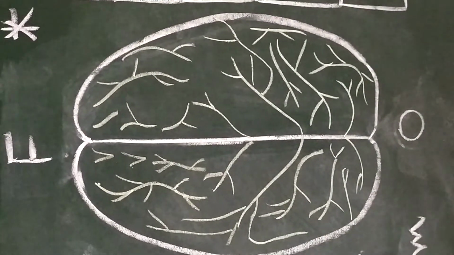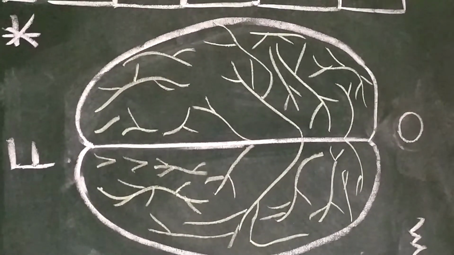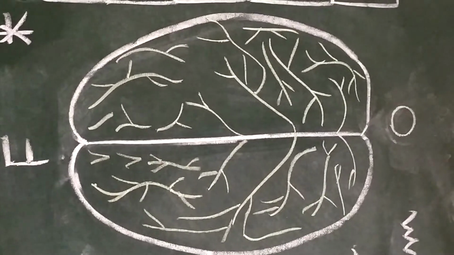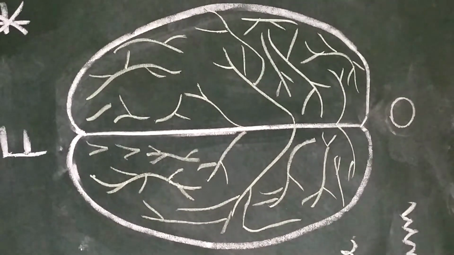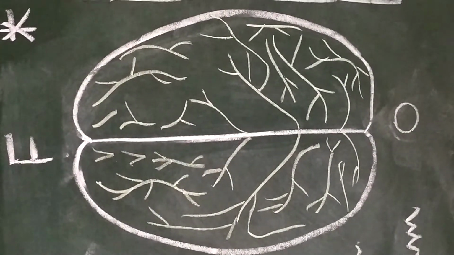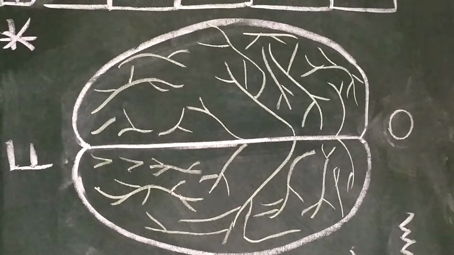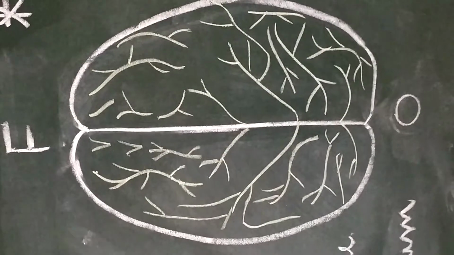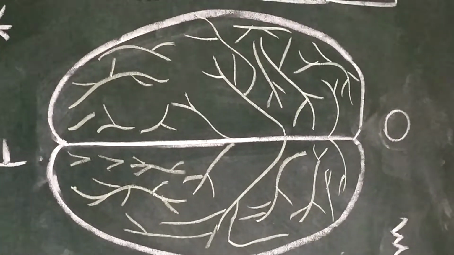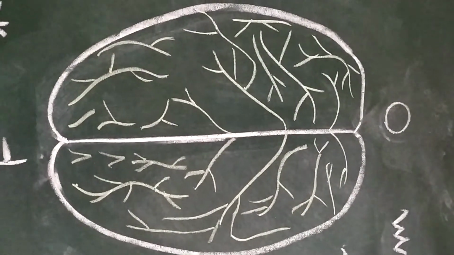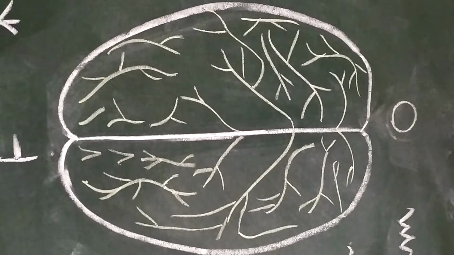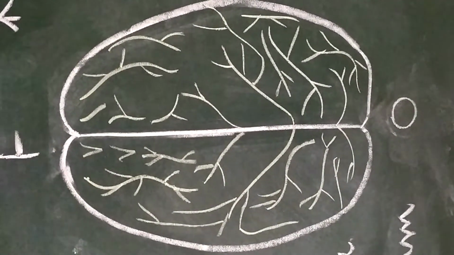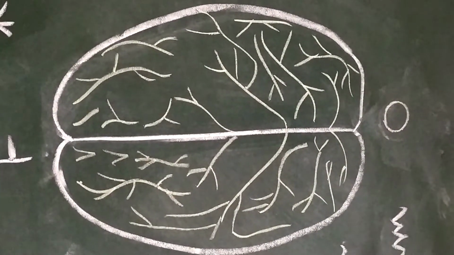Now see, fissure means a groove separating two structures. So similarly, longitudinal cerebral fissure is a groove which separates the two cerebral hemispheres. Coming to the corpus callosum. Now corpus callosum is simply a bulky mass of white matter which connects the two lobes of the cerebral hemisphere. Okay.